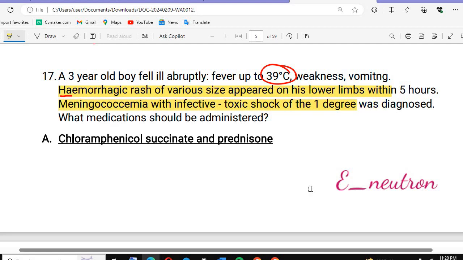This one we already know. In meningococcemia we studied that there is toxic shock syndrome, and Waterhouse-Friderichsen syndrome. All these occur due to adrenal hemorrhage. So if there is adrenal hemorrhage, we will have hemorrhagic rashes. What medication should be given? They asked about the medication, but we have not studied that, so let's study it.